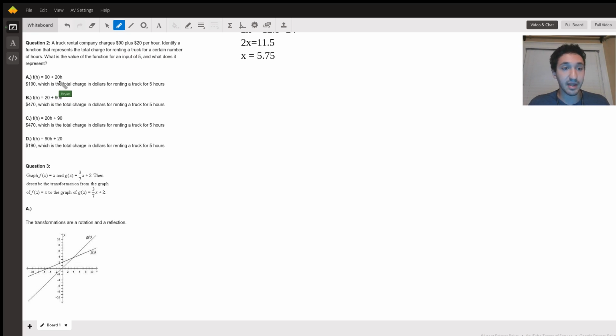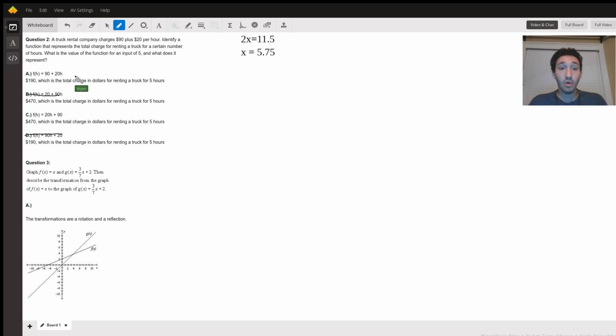All right, so let's look at our answers. Well, this is 20 multiplied by the hours with a 90 as a fixed cost. That's what we're looking for. So A could be the answer. B could not be the answer because the 90 and the hours are related. C could be an answer as well, and D cannot be an answer. So what is the value of the function for an input of 5, and what does it represent? To discern between A and C, all we've got to do is plug in 5. What does that mean as an input? It means that we're working for 5 hours. So 20 times 5 is 100, plus 90 is 190. So 190 is the total charge in dollars for renting a truck for 5 hours. And that is going to be correct because we just did that math. So A is going to be our answer.